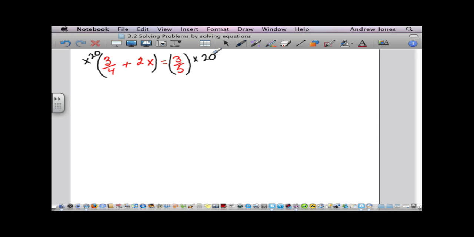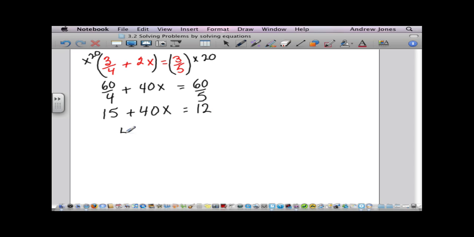we could solve 60 over 4 plus 40x equals 60 over 5. Now we can do some simplifying here. 15 plus 40x equals 12. Okay, so let's isolate our terms.